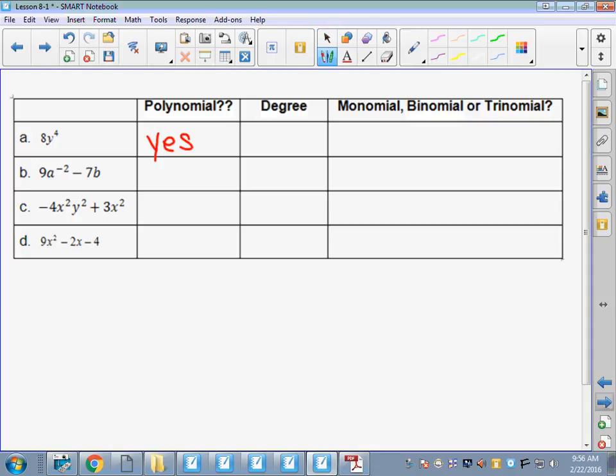What's the degree? What's the sum of all the exponents on the variables? Remember, the 8 doesn't count because the 8 doesn't have an exponent. It's a number. We only care about exponents on variables. So I'm going to say the degree is 4.